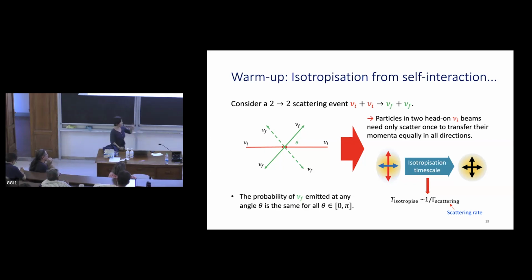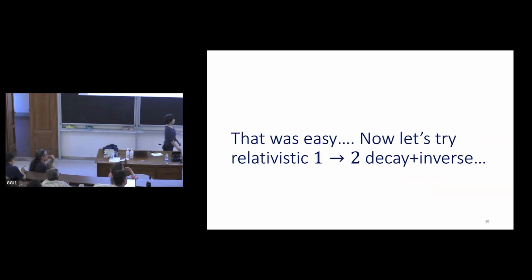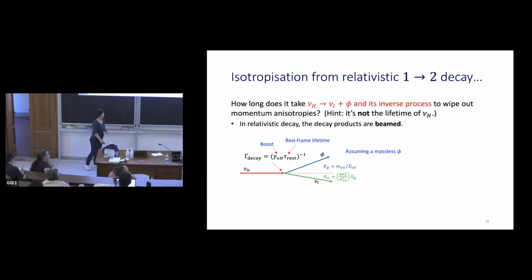So in this case, the isotropization rate is actually extremely simple. Sorry, the isotropization time scale is 1 divided by the scattering rate. This is an extremely simple example. That was easy. Now, let's try relativistic 1-to-2 decay, which is the process we want to describe. How long does it take for this process and its inverse process to wipe out momentum anisotropies? And let me give you a hint. It's not the lifetime of the heavier neutrino.